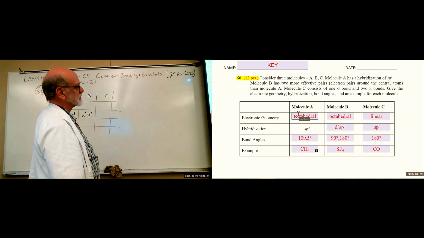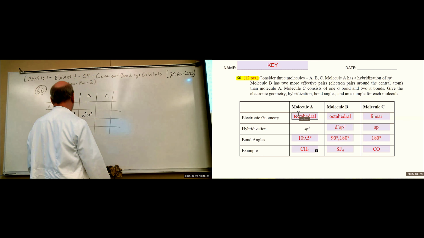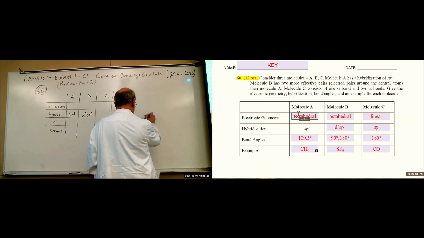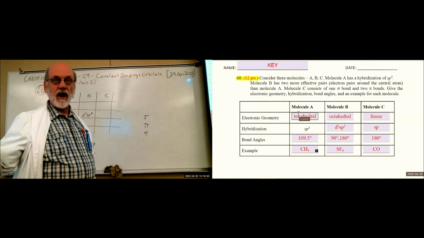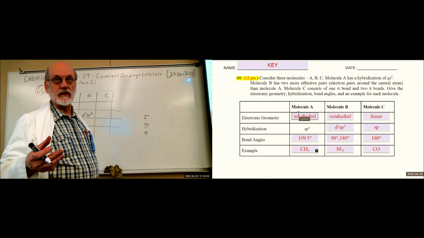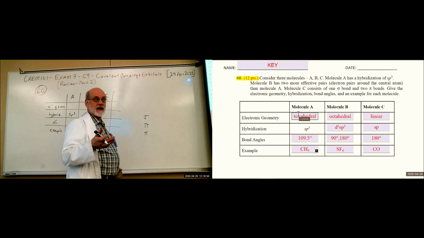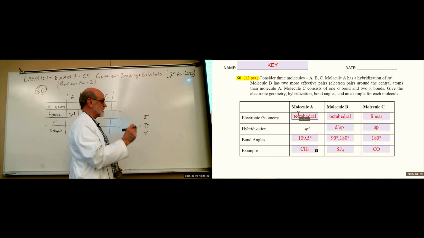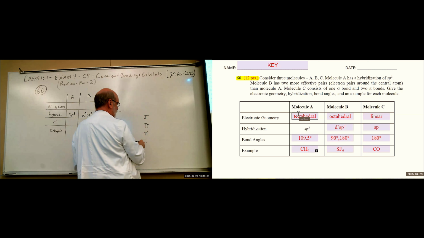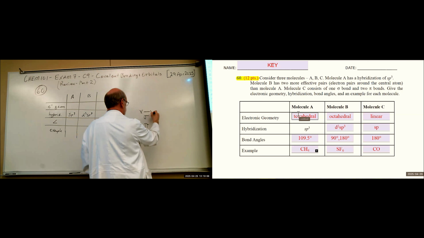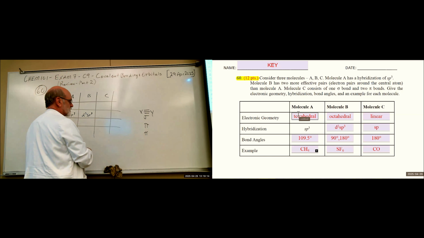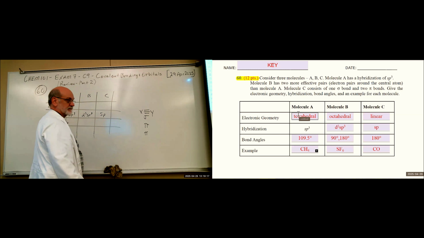Molecule C consists of 1 sigma bond and 2 pi bonds. How can you have 1 sigma and 2 pi's? That can only happen with a diatomic molecule. Because if you have triatomics, then you got 2 sigmas, right? If you have any more than just 2 atoms, you have more than 1 sigma. So this has to be like this, with 2 pi's like that. It's a triple bond. So that means it has to be sp hybridized.